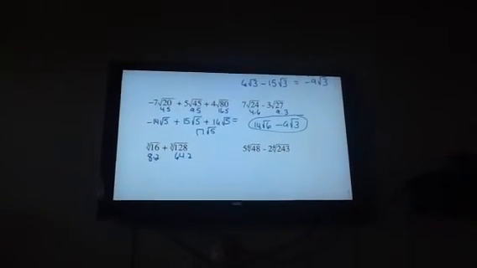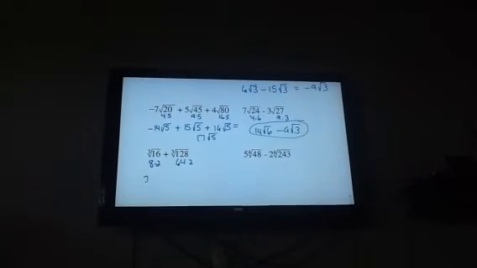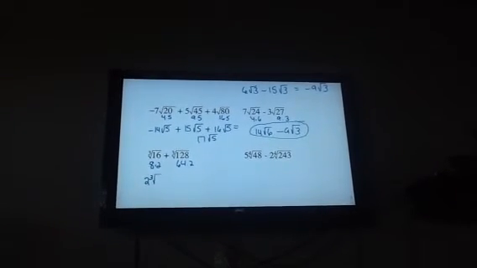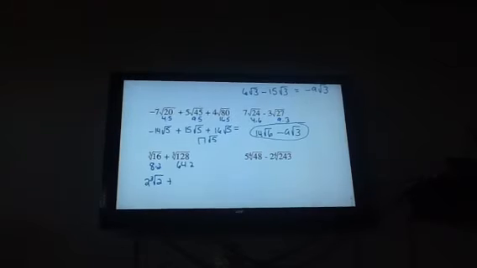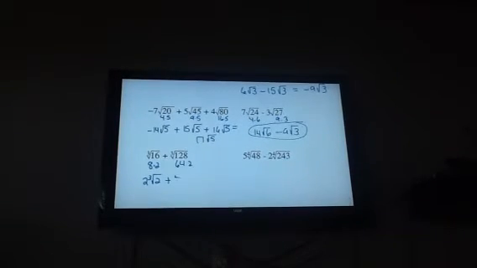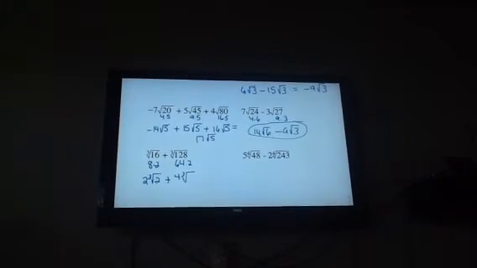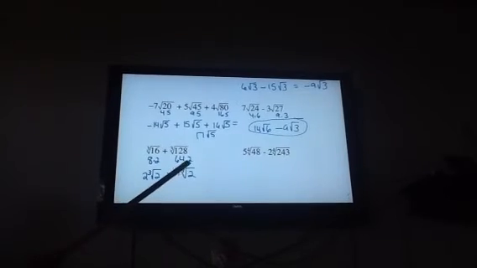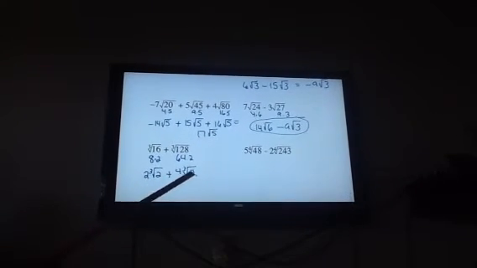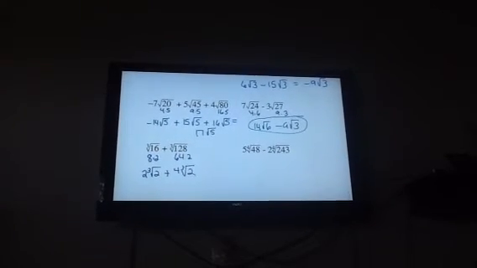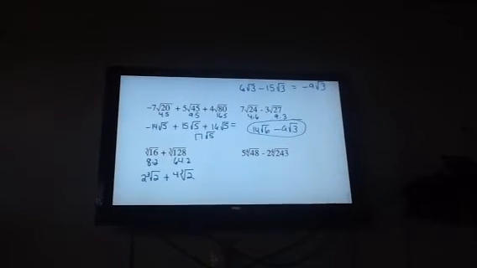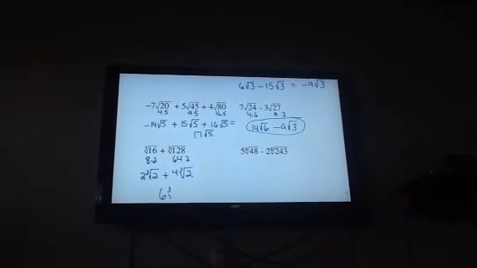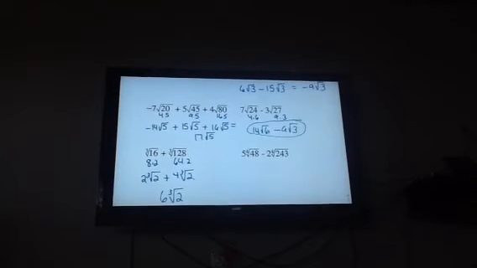Okay. So the cube root of 8 is 2. The cube root of 2 I don't know. The cube root of 64 is 4. And the cube root of 2 I don't know. And now I can add them because they're both the same root and the same stuff under the radical. So 2 cube root 2 and 4 cube root 2 is 6 cube root 2 for my final answer.